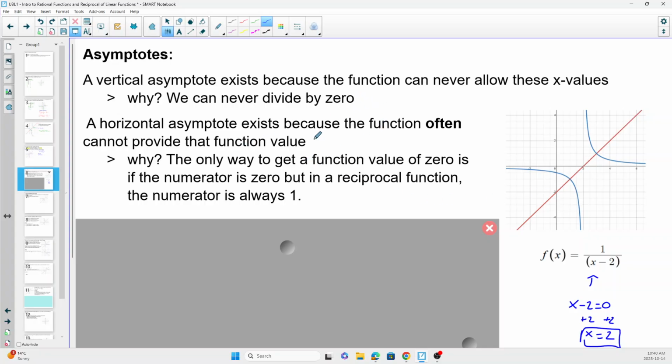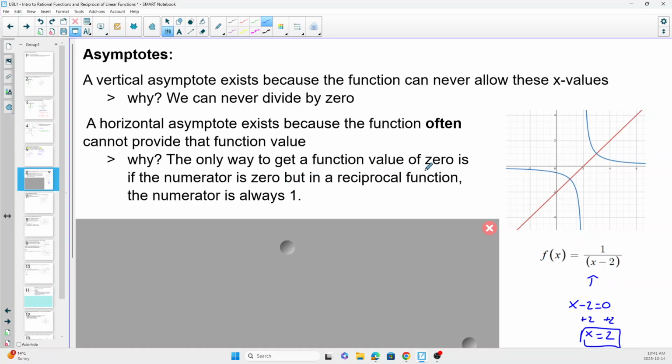Okay? Horizontal asymptotes exist because we can never provide that function value. Okay, so opposite to vertical asymptotes, which put restrictions on our domain, they are x values that are not allowed, that our function cannot accept, horizontal asymptotes are function values that are just never possible. We are never going to get back that value. And why? We already talked about this.